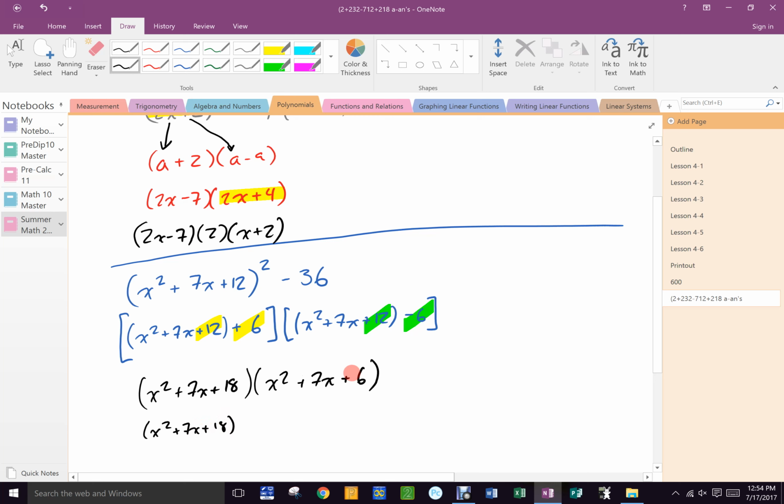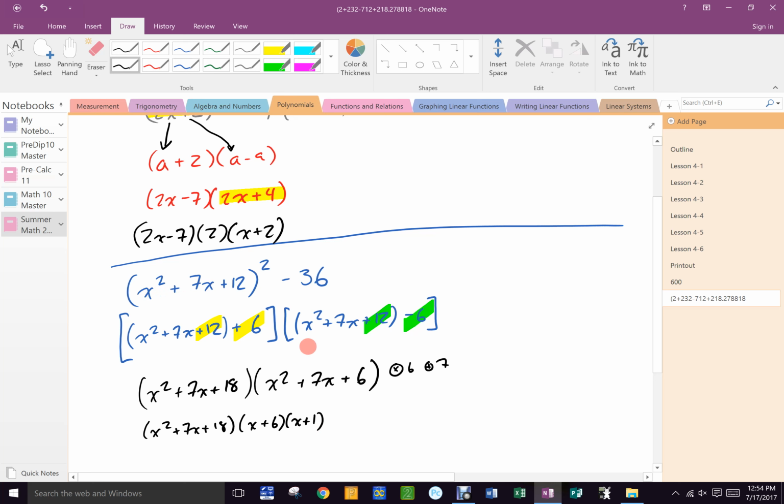Is that guy factorable? Are there numbers that multiply to 6 and add to 7? What are they? 6 and 1. So that's x plus 6, x plus 1. Now that one's done. Again, is there anything there that you didn't know how to do? No. You know how to factor.